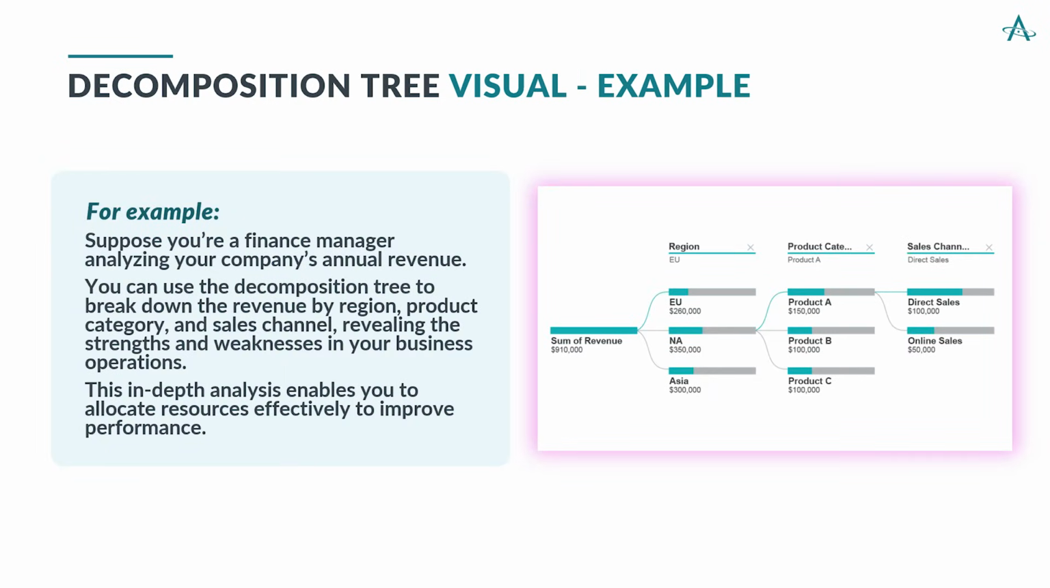For example, suppose you're a finance manager analyzing your company's annual revenue. You can use the decomposition tree to break down the revenue by region, product category, and sales channel, revealing the strengths and weaknesses in your business operations. This in-depth analysis enables you to allocate resources effectively to improve performance.